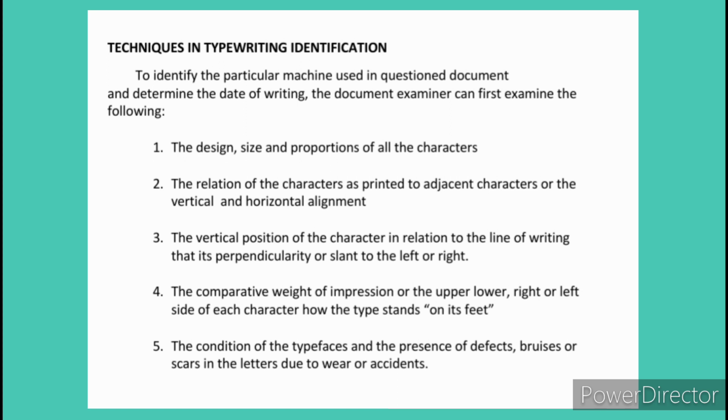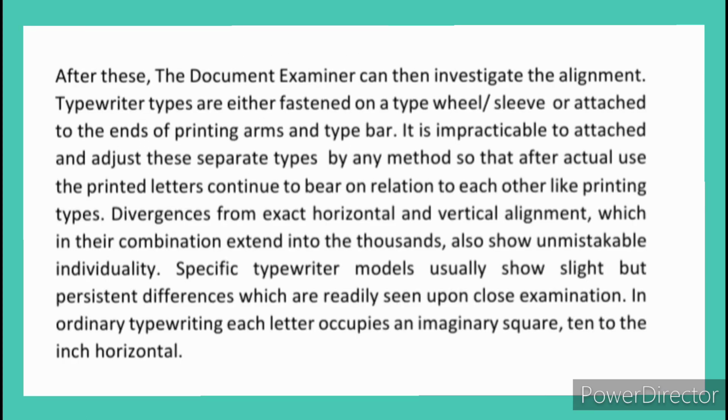Number 4, the comparative weight of impression of the upper, lower, right or left side of each character, or how the type stands on its feet. Number 5, the condition of the typefaces and the presence of defects, bruises, or scars in the letters due to wear or accidents. After this, the document examiner can then investigate the alignment.